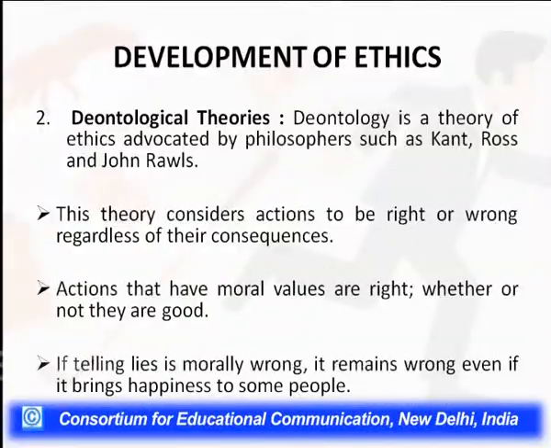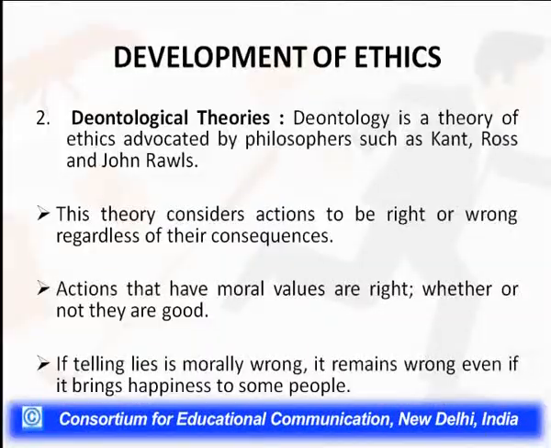If the measures and the means adopted to achieve those actions are wrong, we call it wrong. So the deontological theory is a theory of ethics which has been advocated by many philosophers like Kant and John Rawls. They were the people who did great work on the deontological theory of ethics.